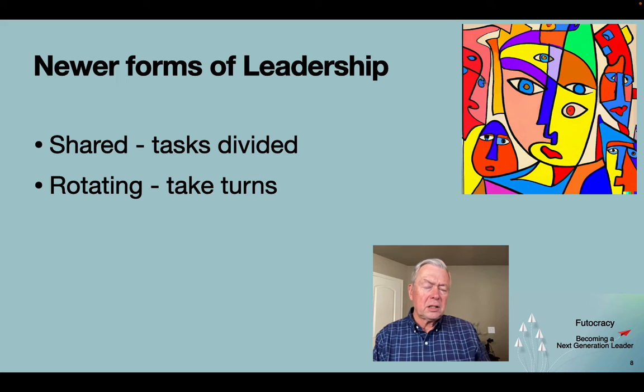A second newer type is rotating. This is where people can take turns. This may be a routine rotation. Sometimes academia will use this at a department level, where a department chair may serve for a short period of time and then be rotated out, and others take on that particular leader role for the department.